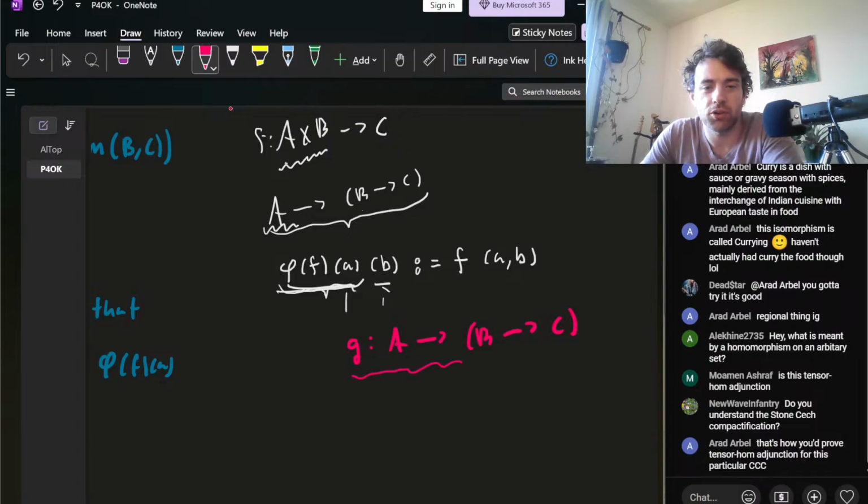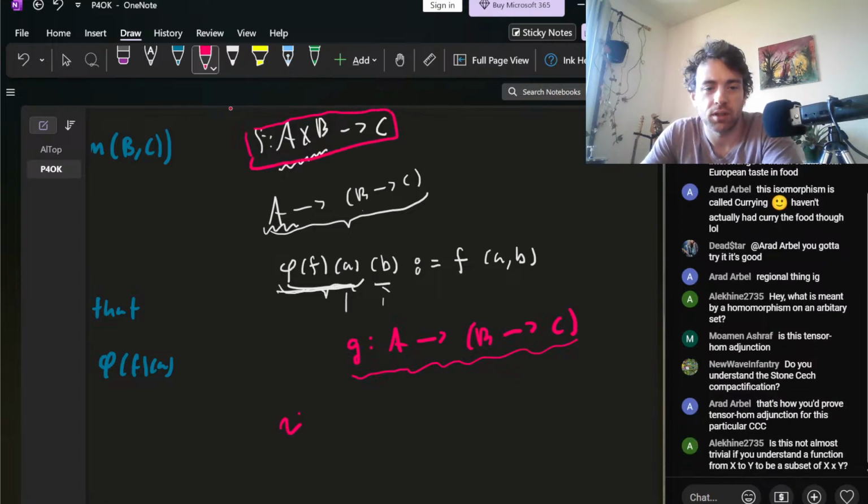So suppose we had some function now g that was here, and now I need to cook up a function from the Cartesian product into C.